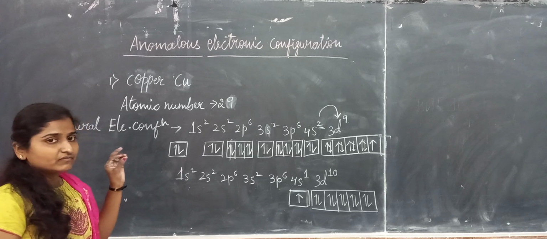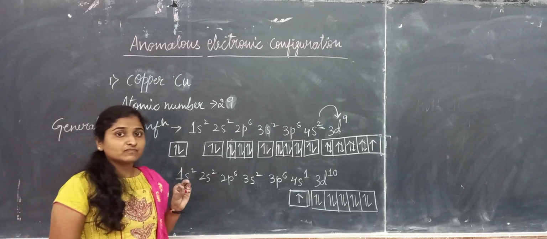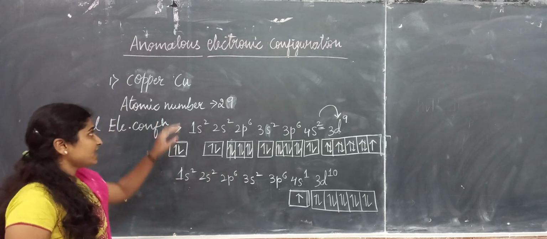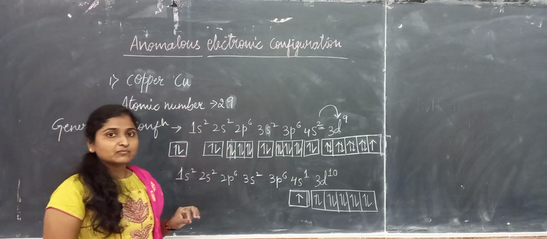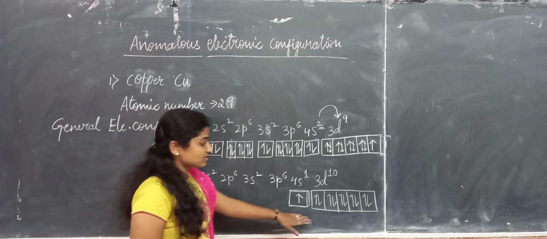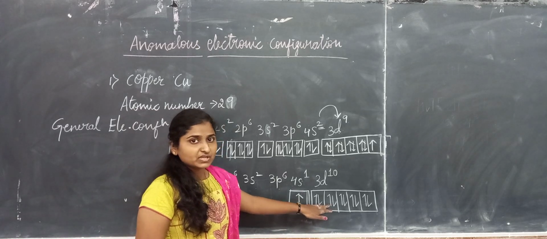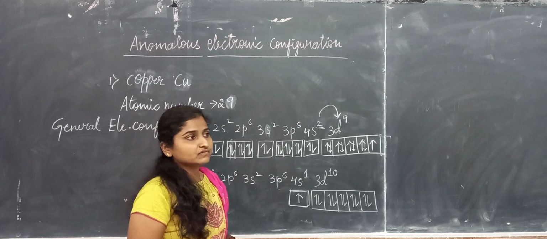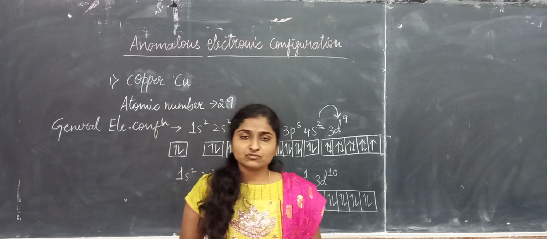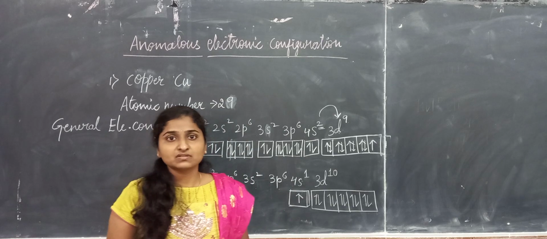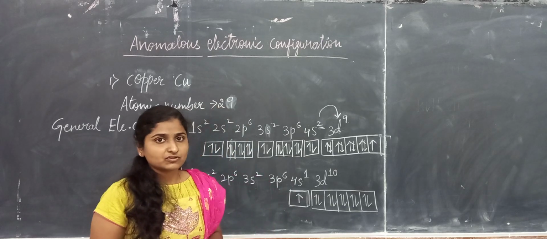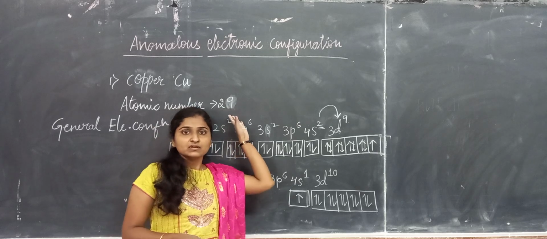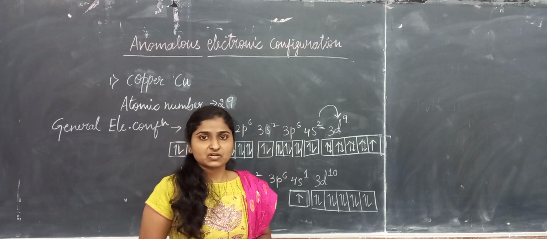In chromium we observed the anomalous electronic configuration due to an exactly half-filled atomic orbital, whereas in copper we observed it due to a completely filled atomic orbital. So in this session we have discussed the electronic configuration of various atoms and the anomalous electronic configuration with the two examples, copper and chromium. So this completes your atomic structure chapter.